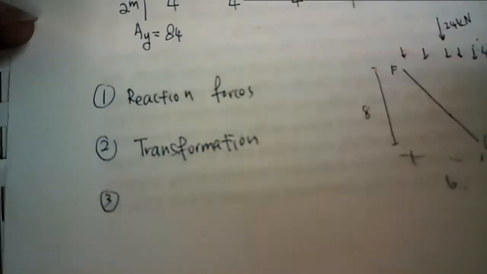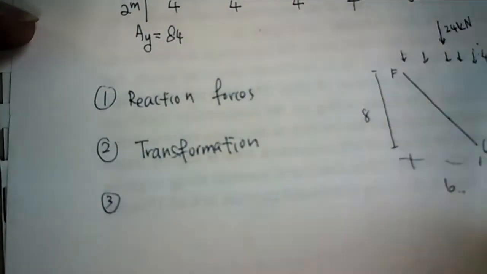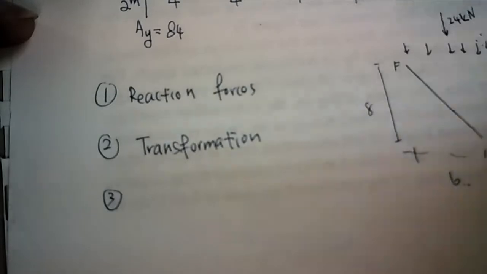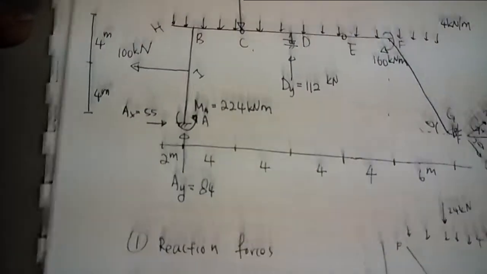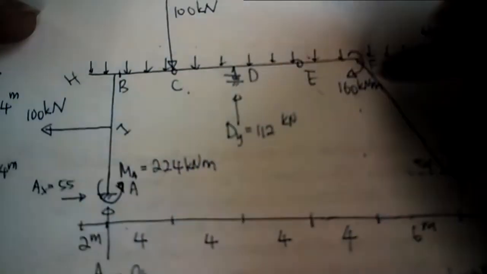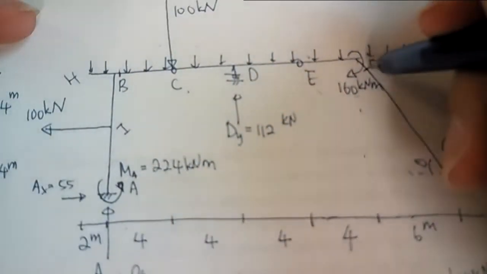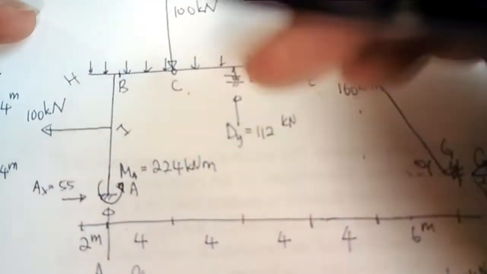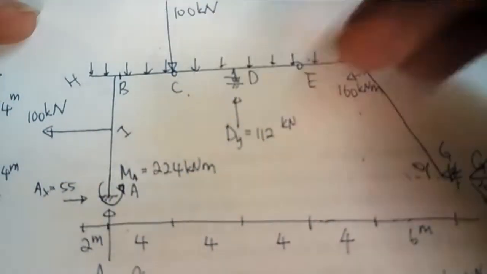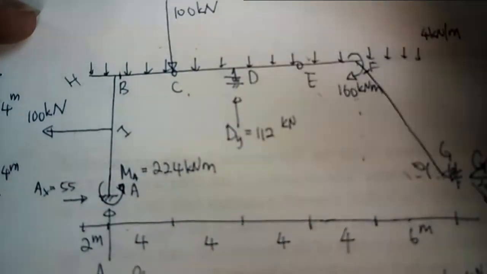So okay, we already finished the second step, transformation. The third step is that most of the time we will directly draw the axial force, shear force. My personal experience is that we will make mistakes very easily. So what I do, I will choose some points to cut. Let's say I will cut this point, then cut this point, to find out the axial force, shear force, and bending moment at these two points.